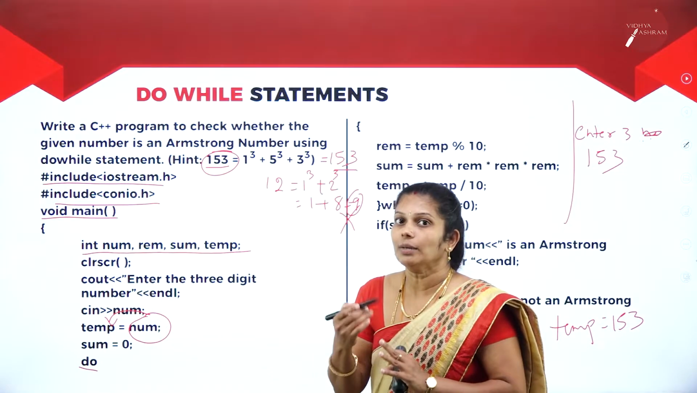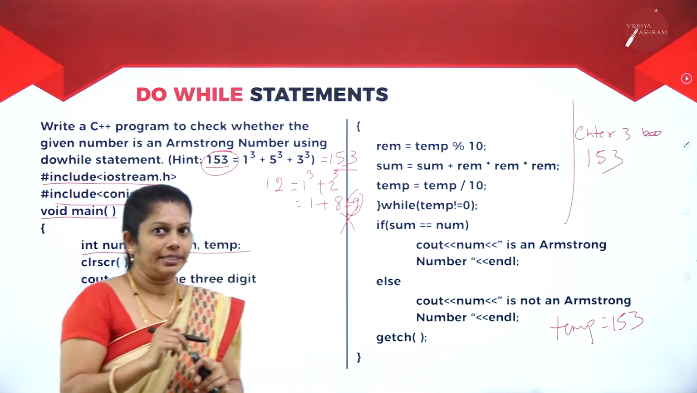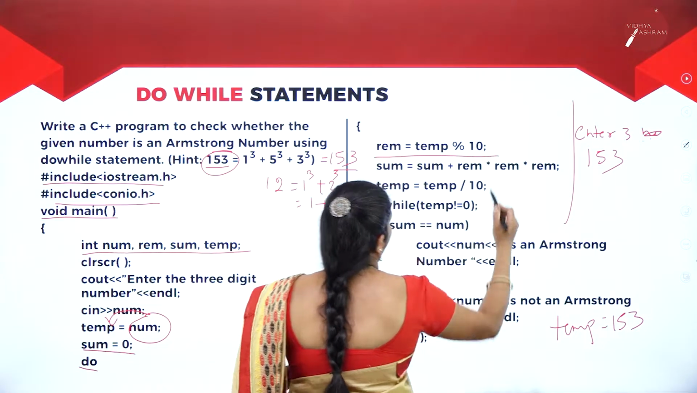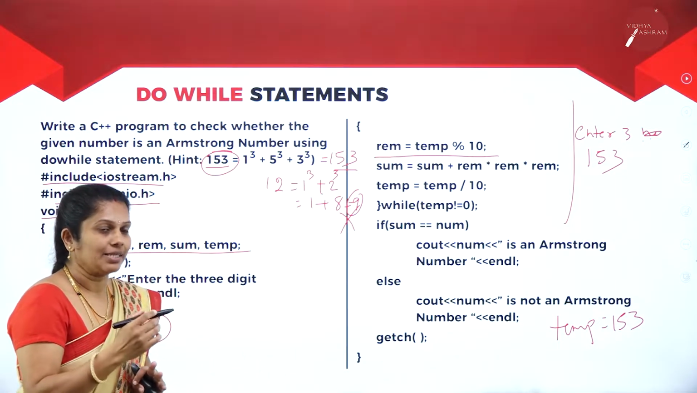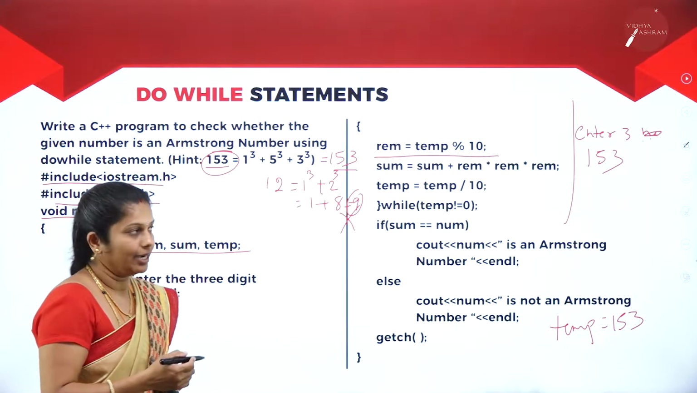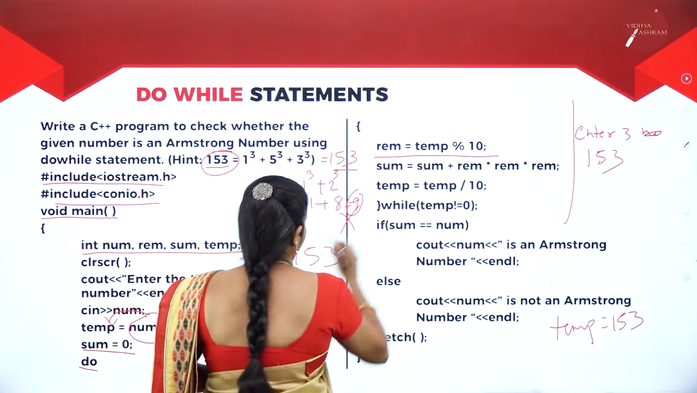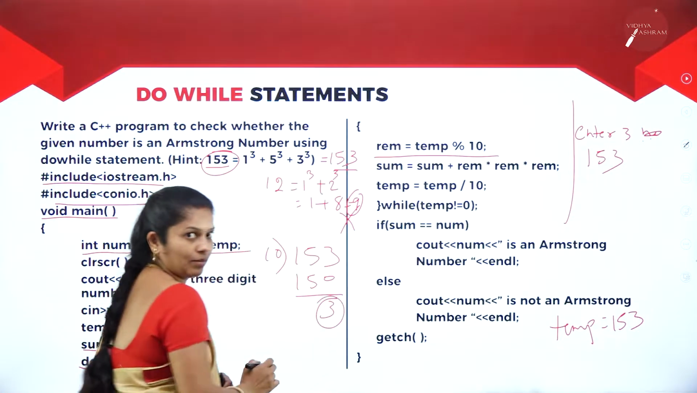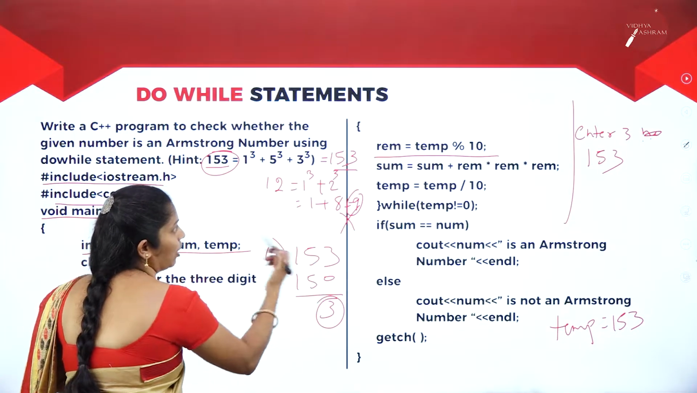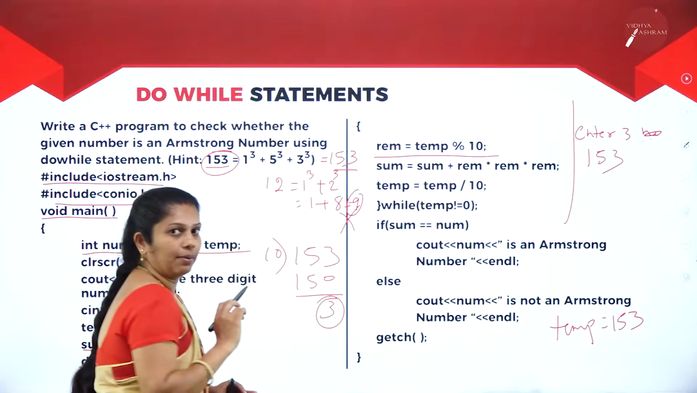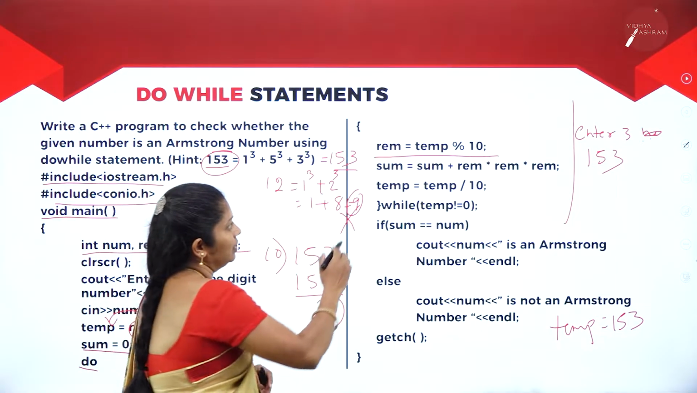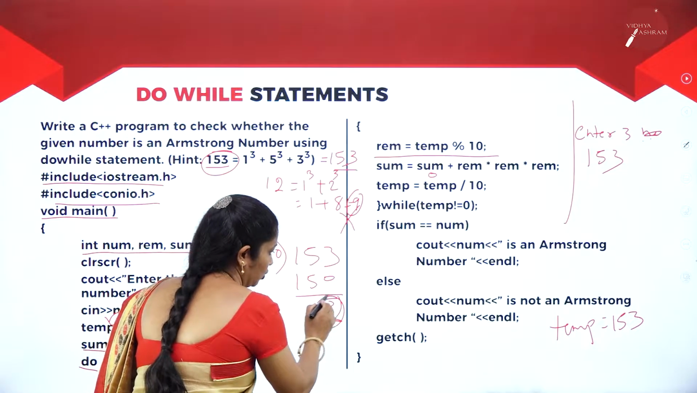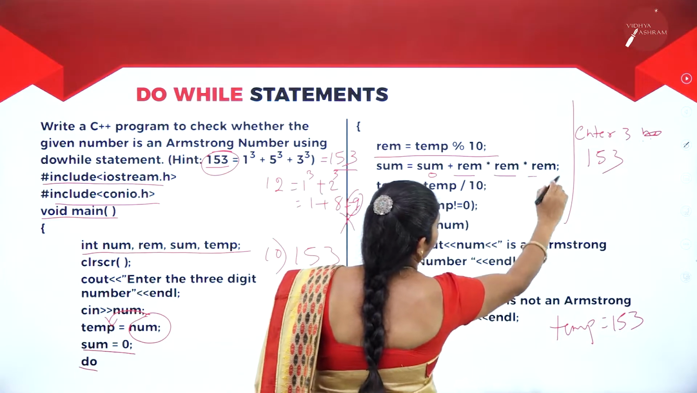Then we say do the process. It means that in num as well as in temp, we have the same value, and sum is initialized as 0. We do the process: rem equals temp percentage 10. It means that if I use the percentage symbol, 153 is divided by 10, and at that time we get the remainder. Here 150 is taken, and the remainder is 3. It means that to collect the last digit, we perform rem equals temp percentage 10, to get the remainder. Then sum equals, since we already initialized sum equals 0, sum equals 0 plus the last digit, whichever we take, rem into rem into rem.